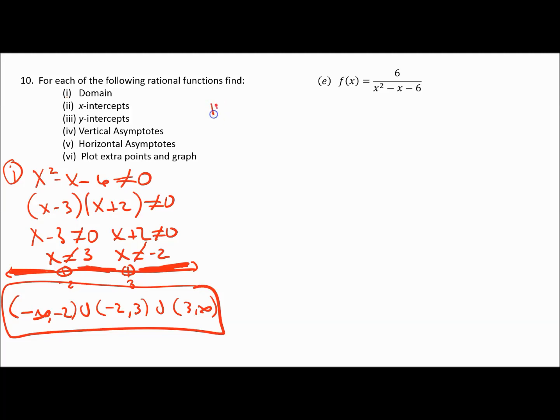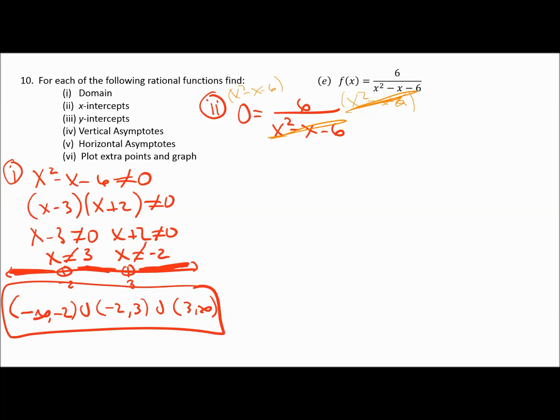Number 2, x-intercepts. I set the entire function equal to 0 because I'm doing y equals 0. The goal is to solve for x. Well, I cannot do that while it's in a denominator, so that first step is always going to be to multiply both sides by the denominator, exactly the denominator, to get it to cancel. So this cancels with this.